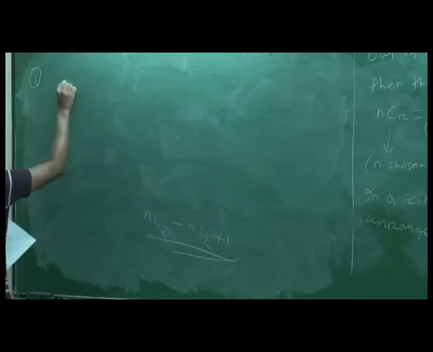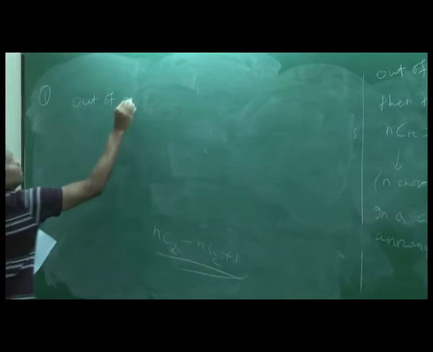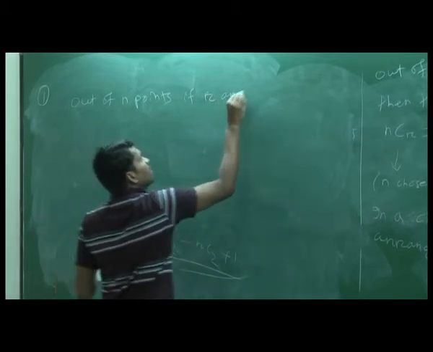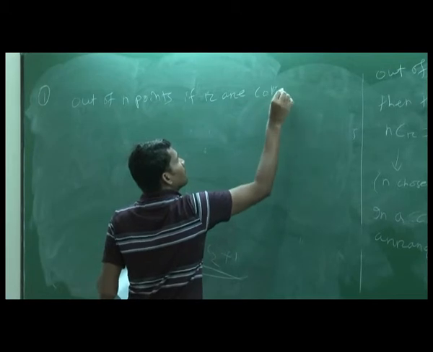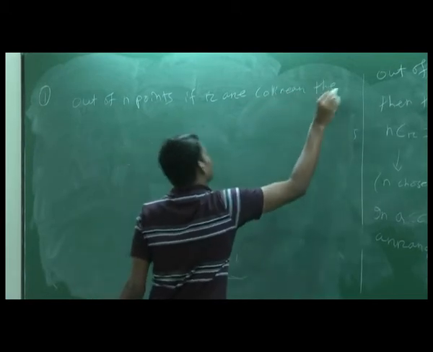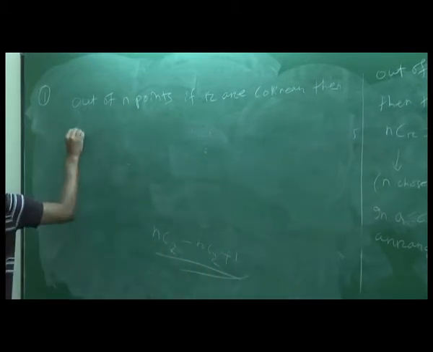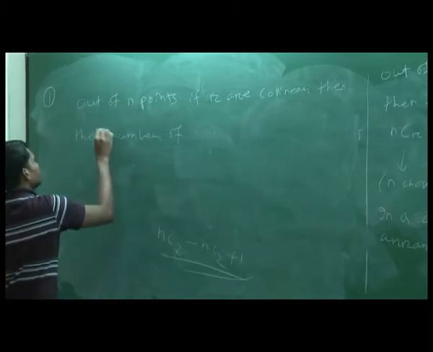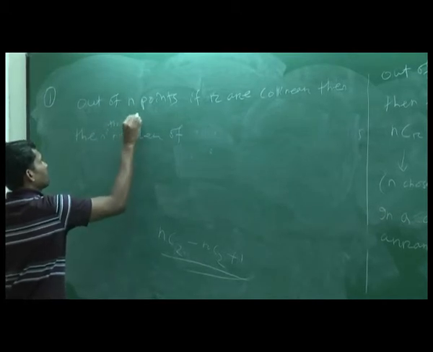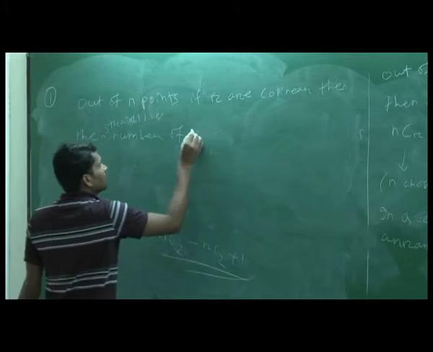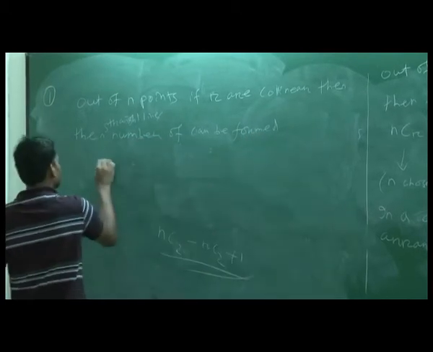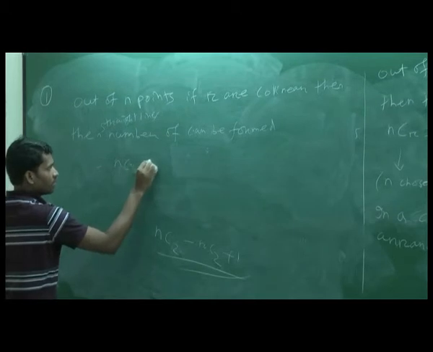So out of n points, if r are collinear, then the number of straight lines that can be formed is equal to nC2 minus rC2 plus 1. Okay.